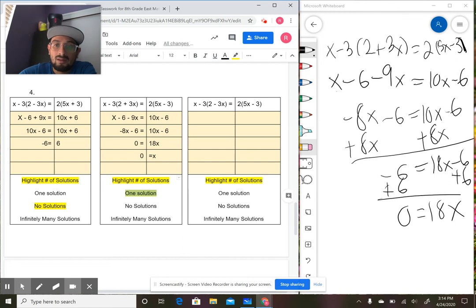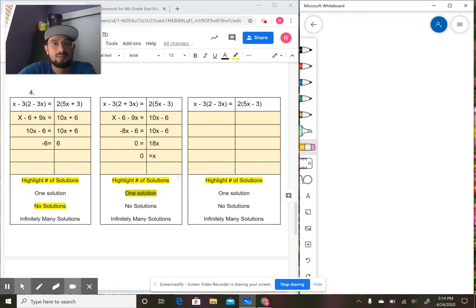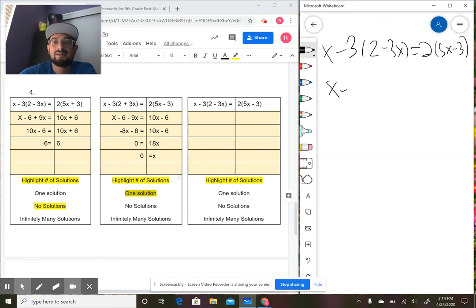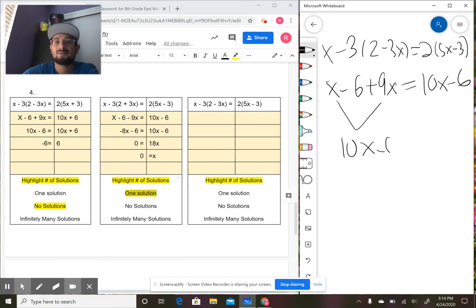Okay. So I'm gonna clear the canvas. Okay, so last problem, x minus 3 times 2 minus 3x is equal to 2 times 5x minus 3. Okay. Multiply the negative 3 inside. It's going to be negative 6 plus 9x equals 10x minus 6. The x plus 9x is 10x minus 6.